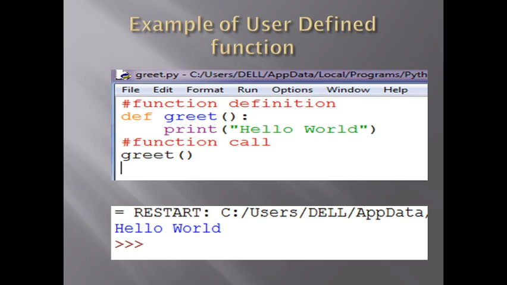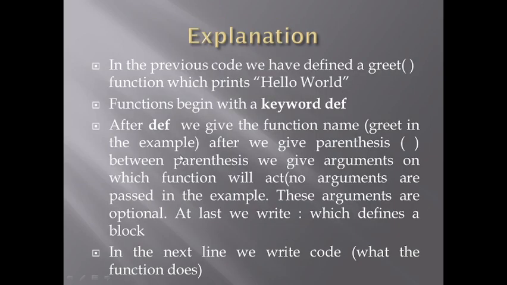After the hello world, I have given one more comment, that is function call. In the function call, we have written the name of the function greet. What this line does is it calls the function and whatever the functionality of the greet will be, is executed by this line. So what do we get as the output? We get the output as hello world. This hello world is coming when this program is executed. So in this explanation we can see that we have created a function named greet which prints hello world.